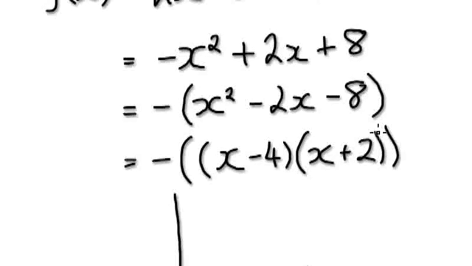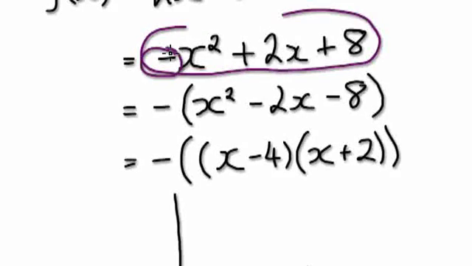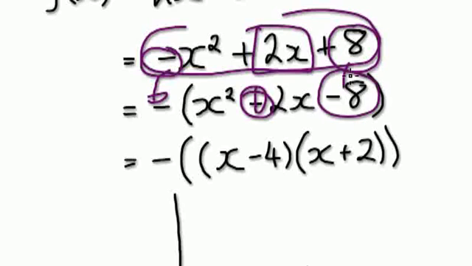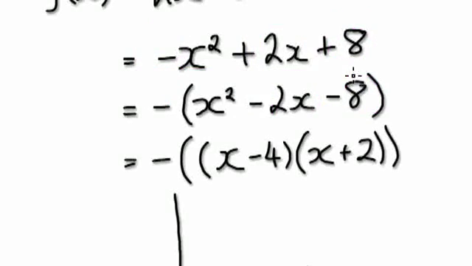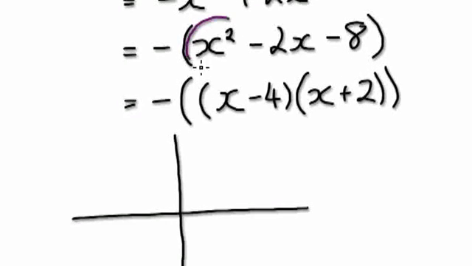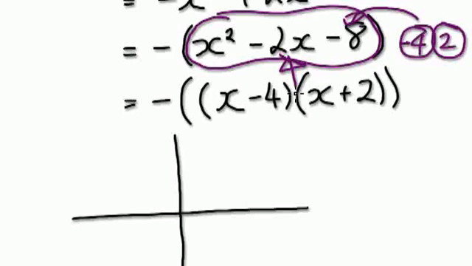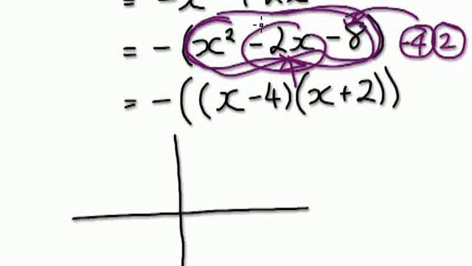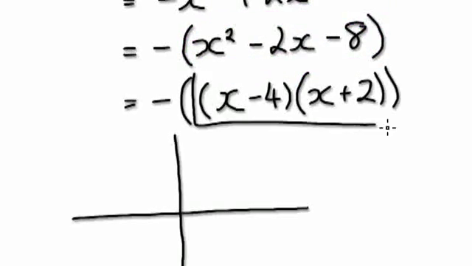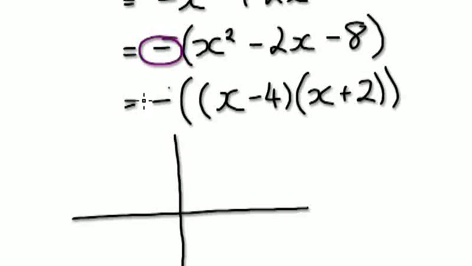Once you're at this stage, factor out the negative. So this here will become a negative, and this here will become a negative. Now you can factorize this. Two numbers multiplied together give you 8, and you've got to be able to create a negative 2. I know I'm going to use a 4 and a 2, and if I make this a negative, then I will be able to create a 2. So you can factorize it to become this here. But don't forget the minus is still on the outside.